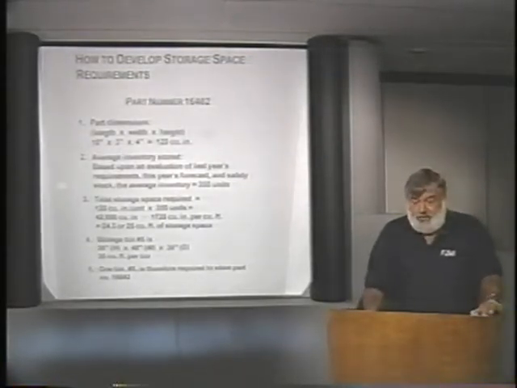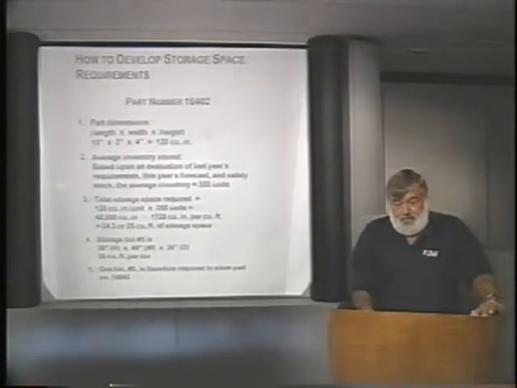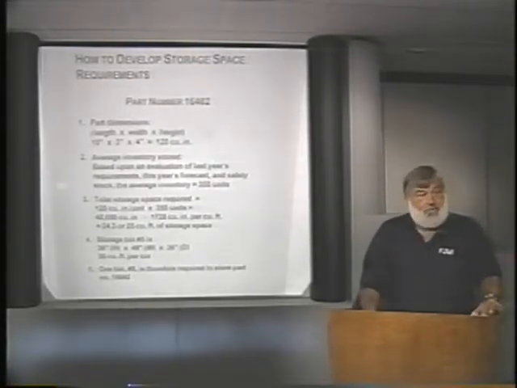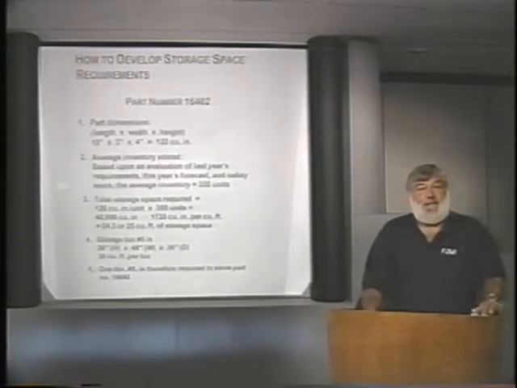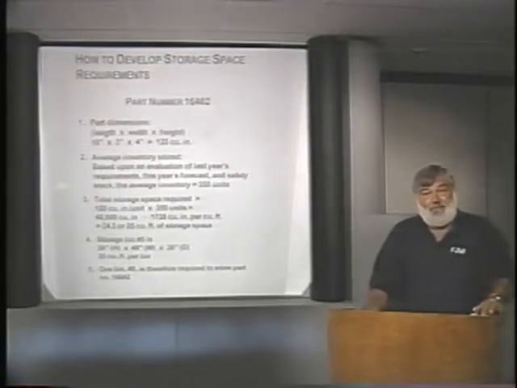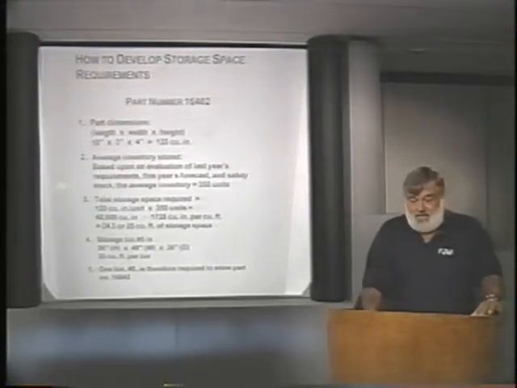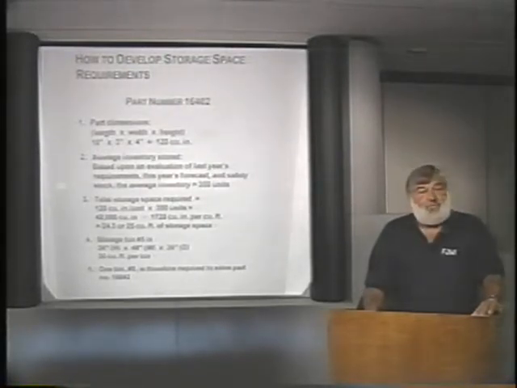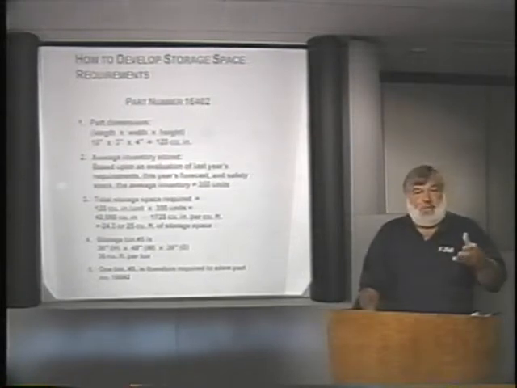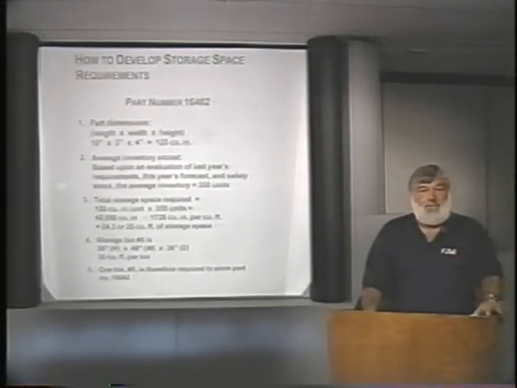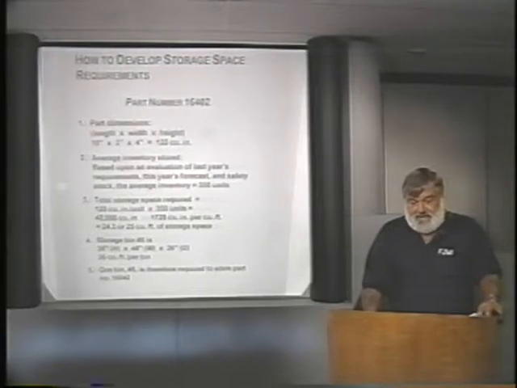Now the total storage space required, 120 cubic inches multiplied by 350 units would be 42,000 cubic inches. And that divided by 1,728, which is the cubic inches per cubic foot, would indicate that we need 24.3, and we're not going to be theoretical. We're going to round that up to 25 cubic feet of storage space.